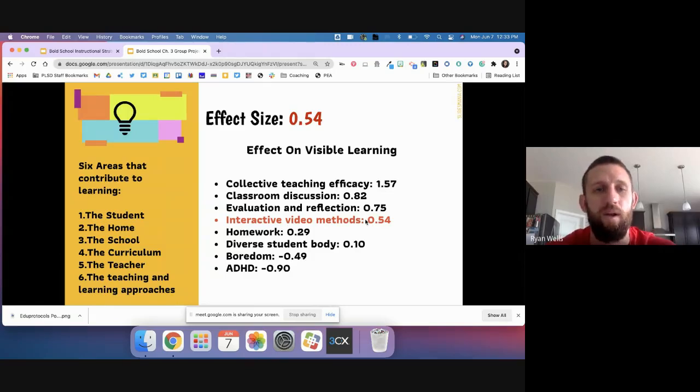The number 1 being collective teaching efficiency, and then I just put some random ones out there: classroom discussion, evaluation, reflection. Then the interactive video method falls right there in the middle with 0.54, and then it even goes into the negatives of boredom and ADHD. So with the interactive video, it can be extremely effective if done in the right way.